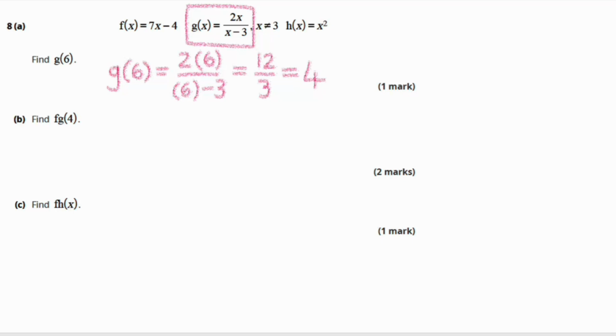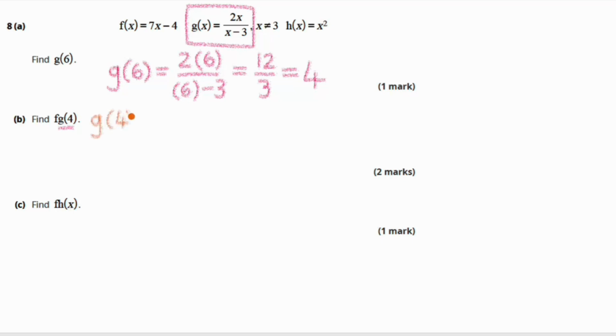So now we need to find fg of 4. Okay, so it's f of g of 4. This means we must work from the inside first. Now the inside function is g of 4. Now remember, g of x is equal to 2x divided by x minus 3. So now we are going to work out what is g of 4.